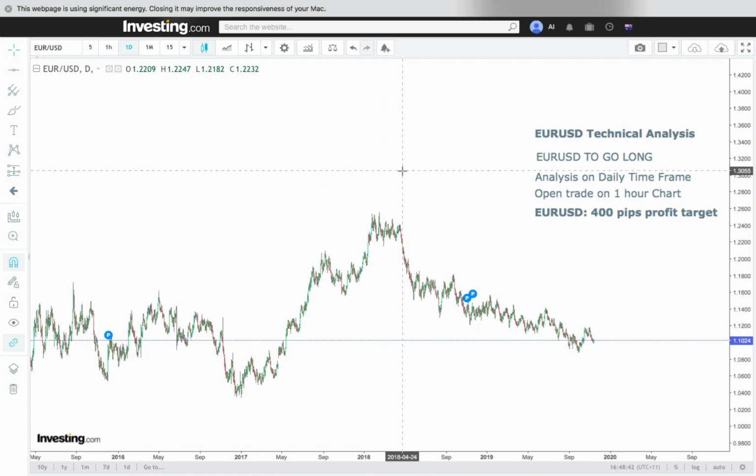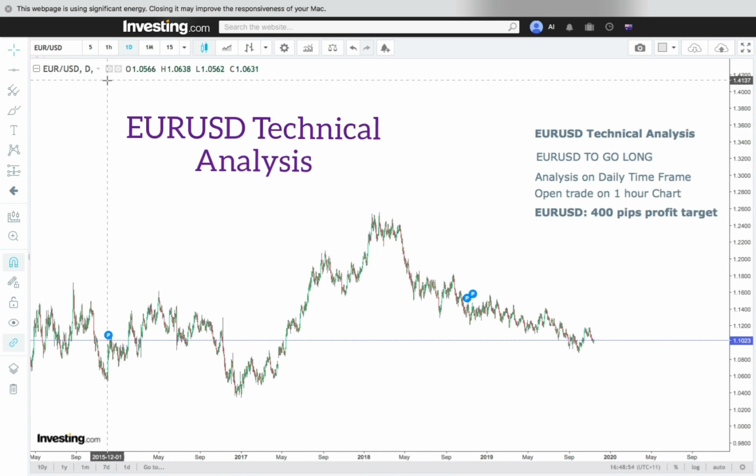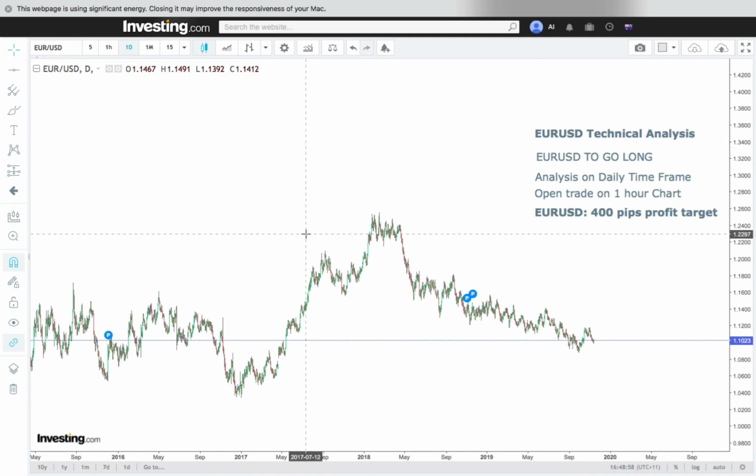So today I want to show you the exact technique and analysis that I use on a daily basis when I do my trading in the Forex market. So I've got in front of me the EURUSD chart. This is on the daily chart.